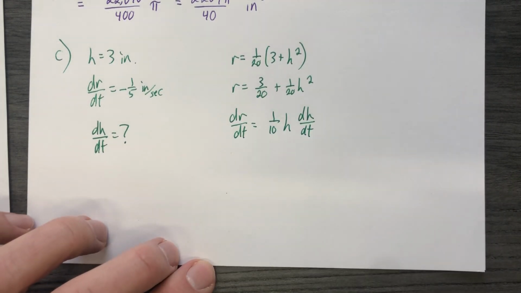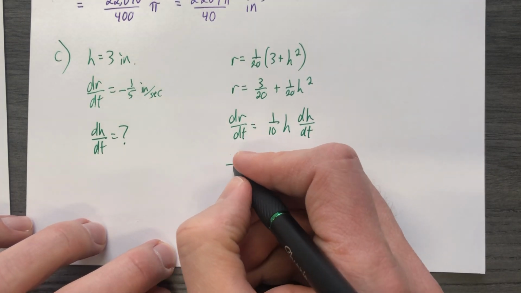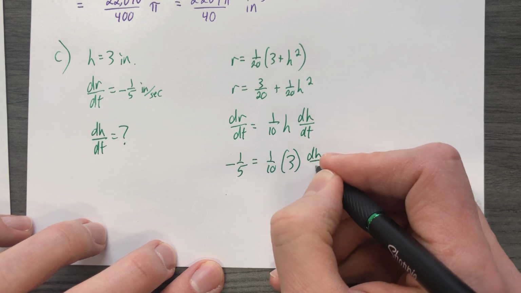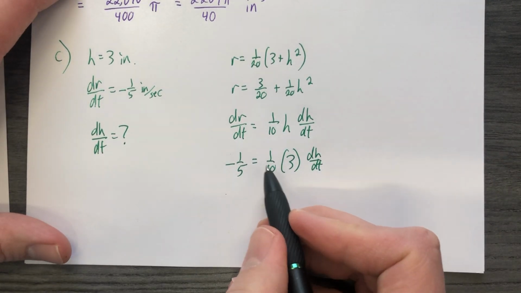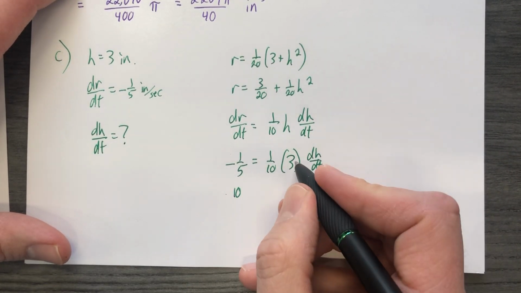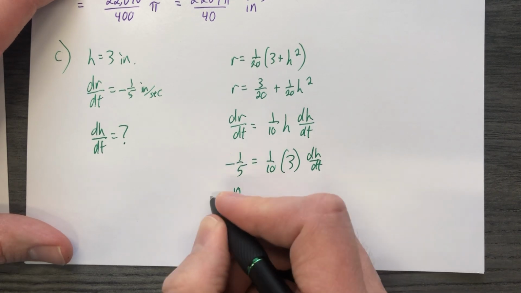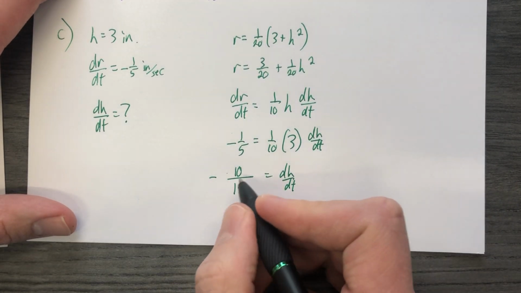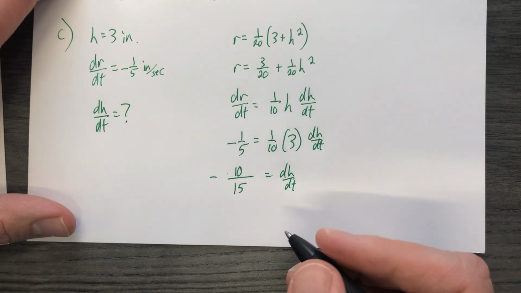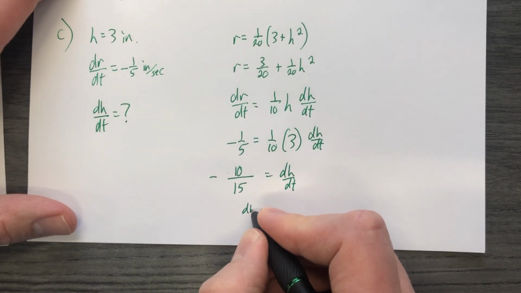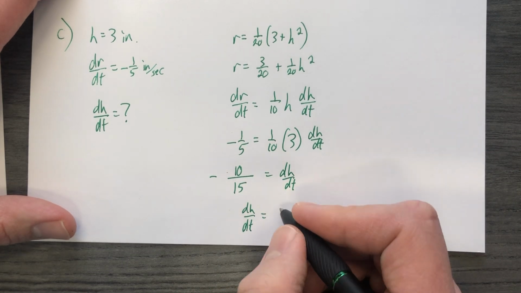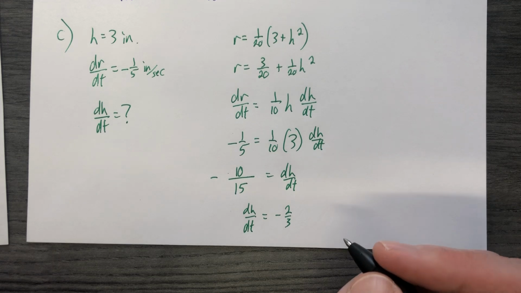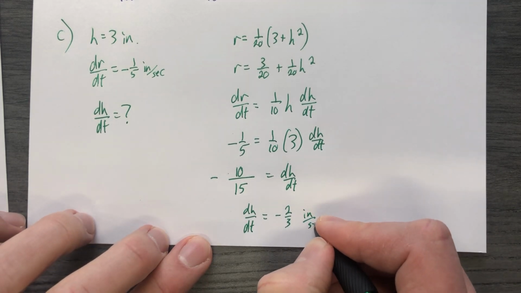And now we're just going to solve for dh dt with the information they gave us. So negative 1/5 equals 1/10 times 3 dh dt. We will multiply by 10, divide by 3, and we found it. I'm going to go one more step because, you know, obvious, and you can stop here if you want to, but I am going to solve a little further. So the rate of change of the height with respect to time is negative 2/3, and they did not ask for units, but I'm going to put them anyway. This is inches per second.